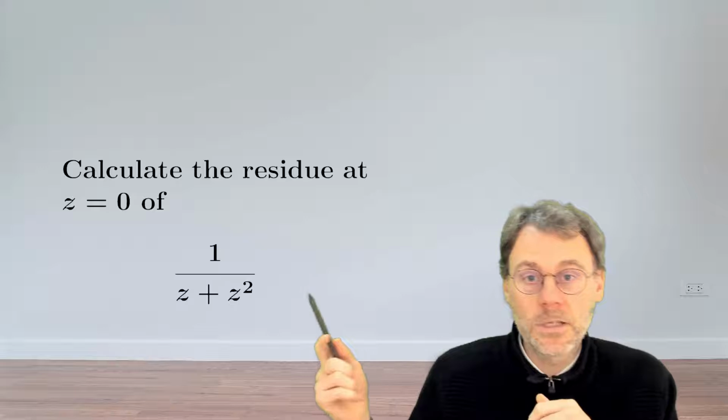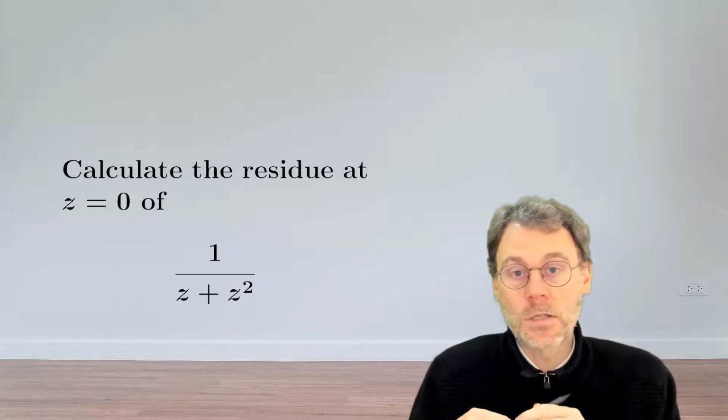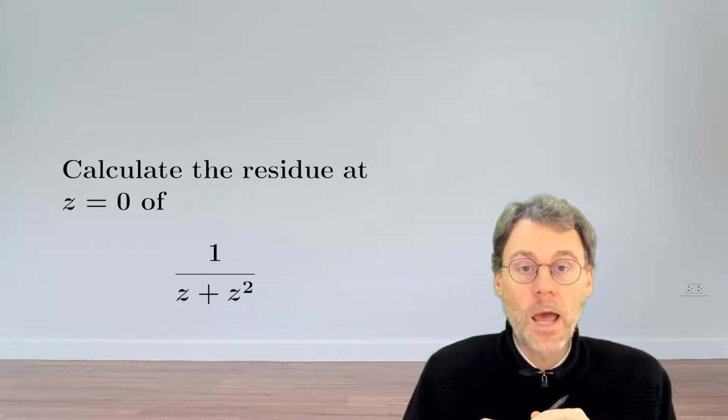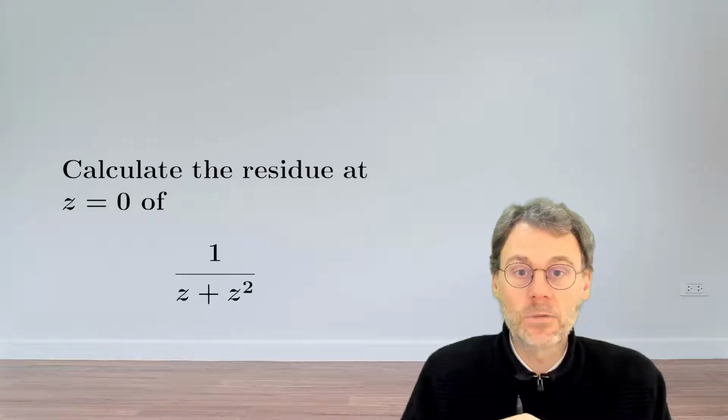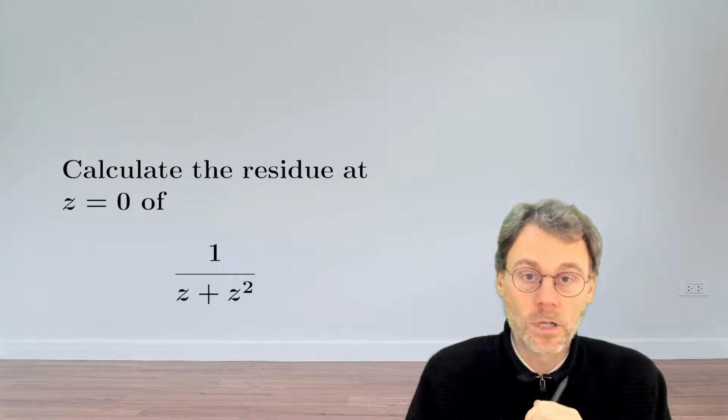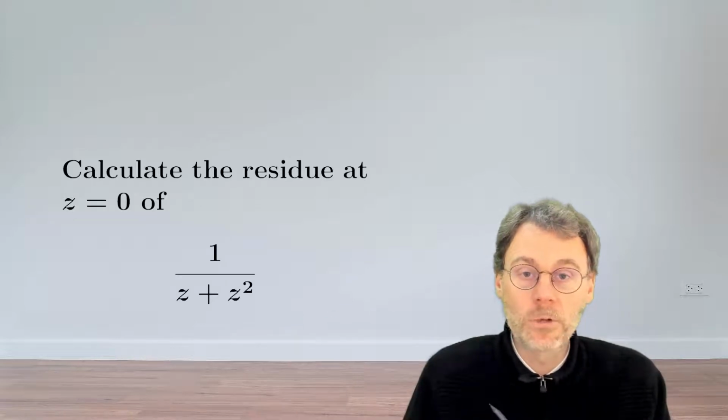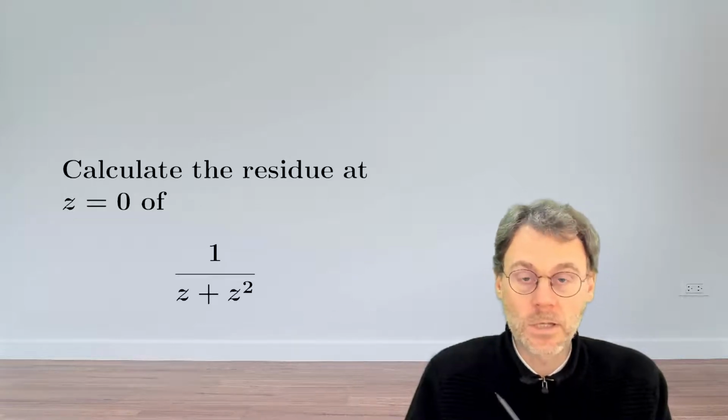Here we have a relatively tame looking function, which still has a singularity at the origin. And the question is, can you apply the rules that we've derived to calculate residues to find the residue at the origin here? So it should be pretty straightforward, but still pause the video and work this out.